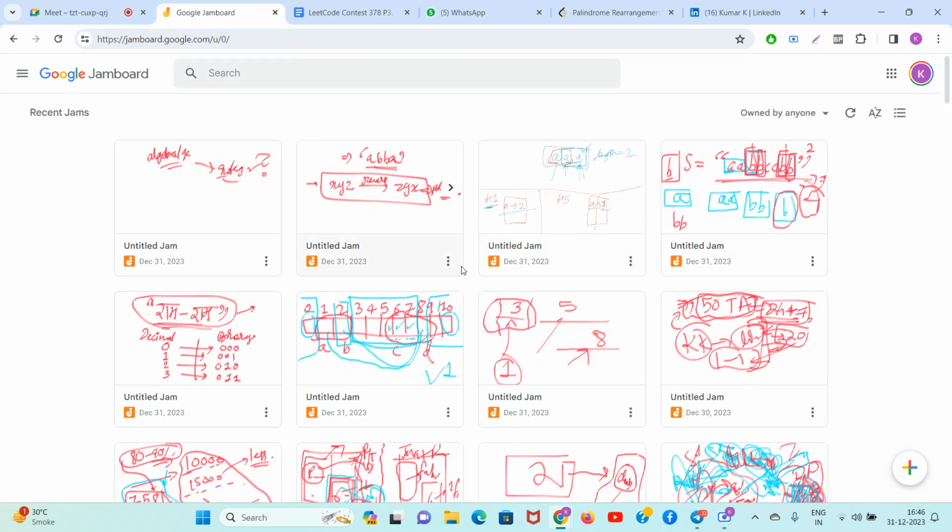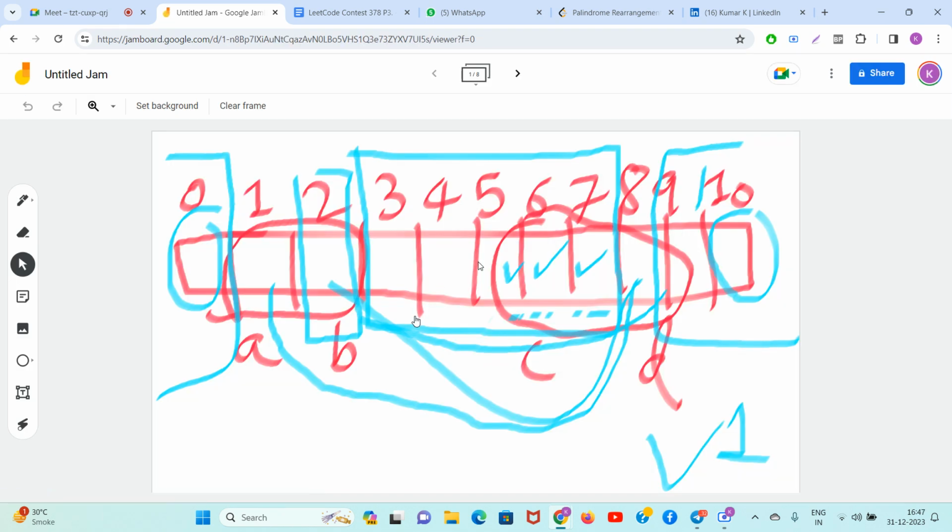I'm just searching my Jamboard. Today, I saw that I am taking the coding session for the last 3 hours. Congratulations. So, yeah, I'm just trying to make a good diagram for my lovely student. 0 to 10. No, no, no, I don't like this.